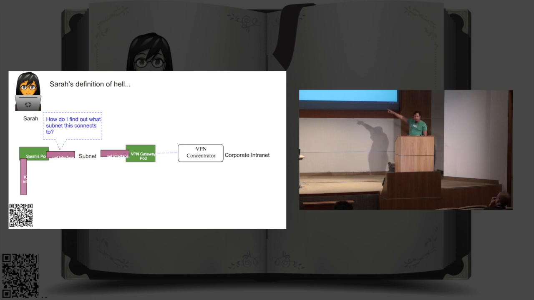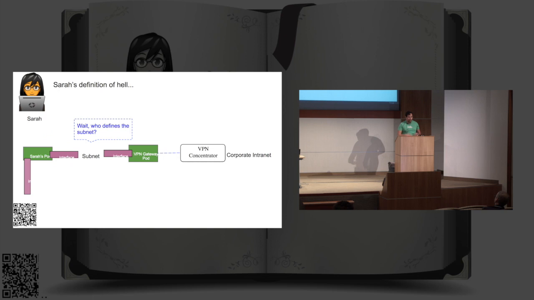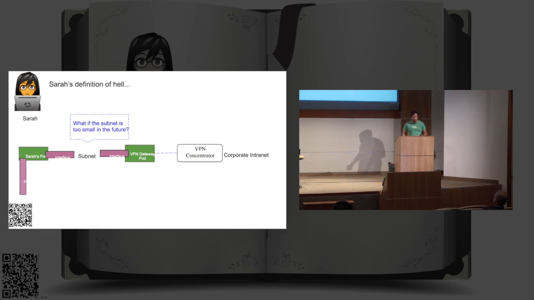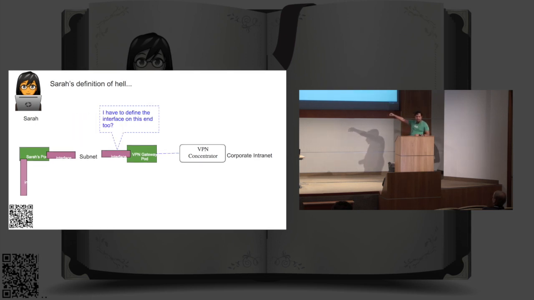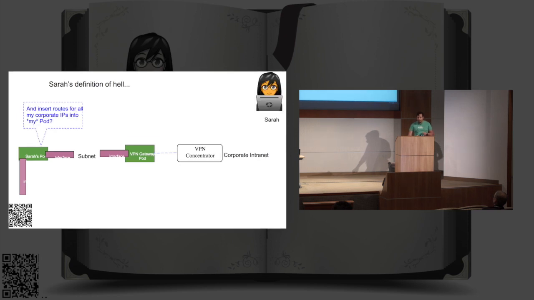First, she has to work out what subnet her network interface needs to connect to. She discovers a subnet, but who defines that subnet? Is that her responsibility? Is it an operator somewhere? And what if she defines a subnet? What if it's too small? What does she do in the future? Does she also have to define the interface that goes from the subnet to the VPN gateway, or is that someone else's job? And then she has to take the routes from her VPN gateway that's provided, and then how does she insert those routes into the pod?